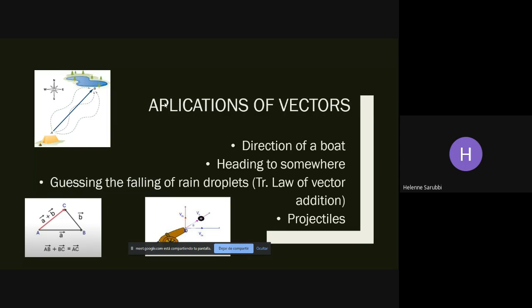Another basic application could be how we judge the direction of falling rain droplets when we're moving in a rainy place. Based on how fast we move, we can guess the direction of the falling droplets by something called the triangle law of vector addition.